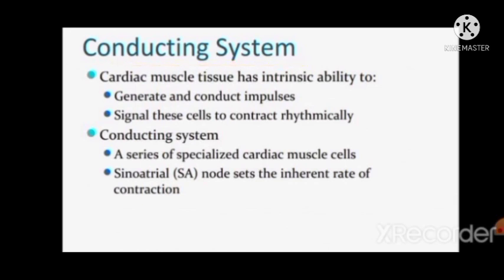Conducting system. Cardiac muscle tissue has an intrinsic ability to generate and conduct impulses. It is auto-generating. The impulse of conduction starts from the SA node, which is auto-emanating, or auto-conducting, the impulse, and signals these cells to contract rhythmically. The conducting system is a series of specialized cardiac muscle cells, in which the sinoatrial node, SA node, is very important, from which the conduction of the heart starts and which sets the rate of contraction.